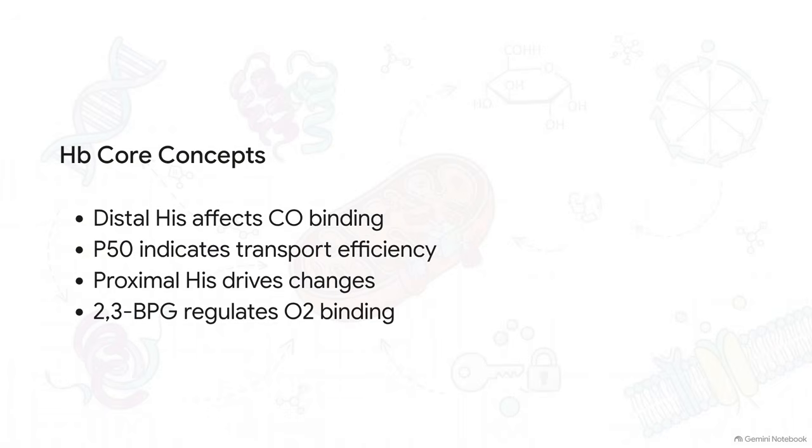Now, you need to lock these core concepts into your memory, okay? Distal histidine hinders carbon monoxide binding, which basically reduces CO toxicity. P50 is the partial pressure where hemoglobin is 50% saturated. This is a direct indicator of transport and delivery efficiency. Then you have proximal histidine, which pulls iron into the porphyrin ring upon oxygen binding, driving massive structural and conformational transitions. And don't forget 2,3-BPG. It's the allosteric regulator that promotes oxygen delivery to our tissues. This is pure clinical gold for your MCQs.